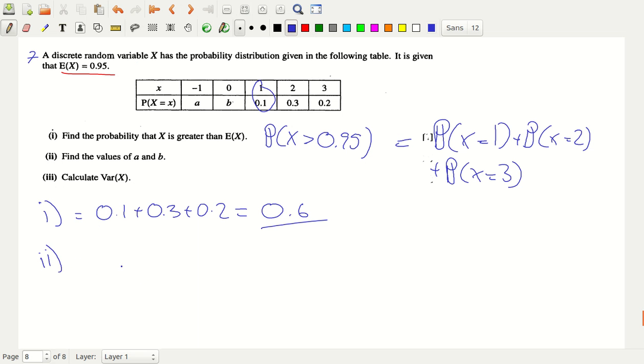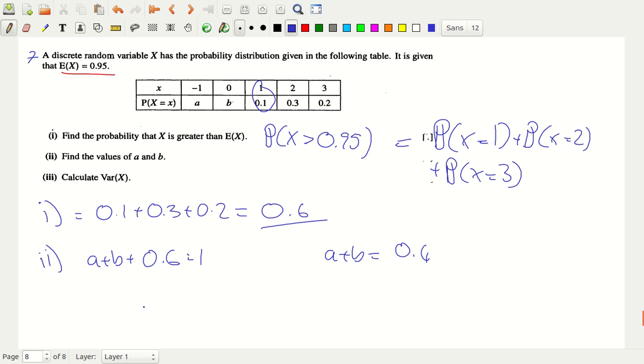Okay, so let's have a go. The probabilities sum to 1, so let's write that down. That's a plus b plus all those other three, which is 0.6, is equal to 1. So we get an equation: a plus b equals 0.4. We're hoping to get another equation linking a and b, and then we'll be able to solve some simultaneous equations.